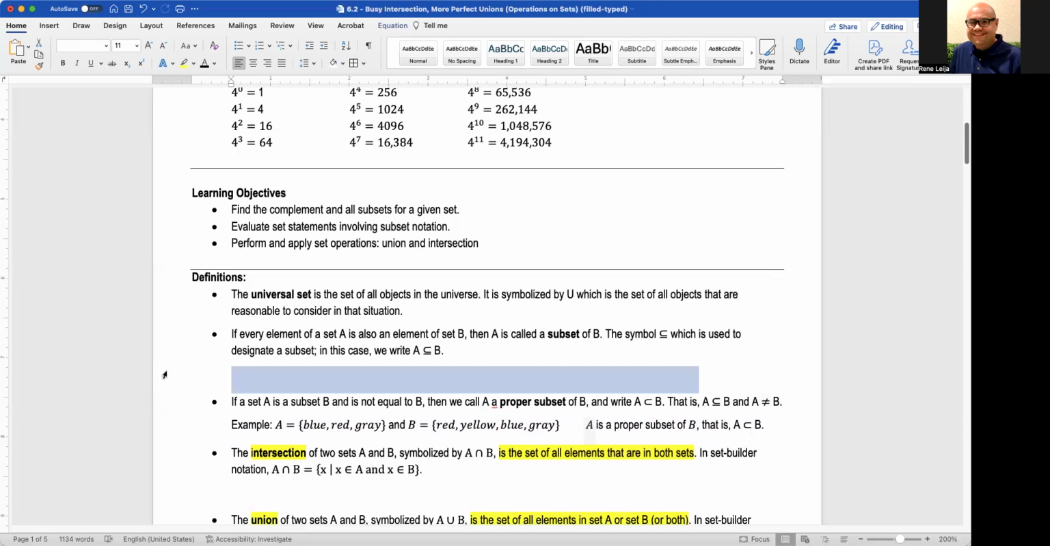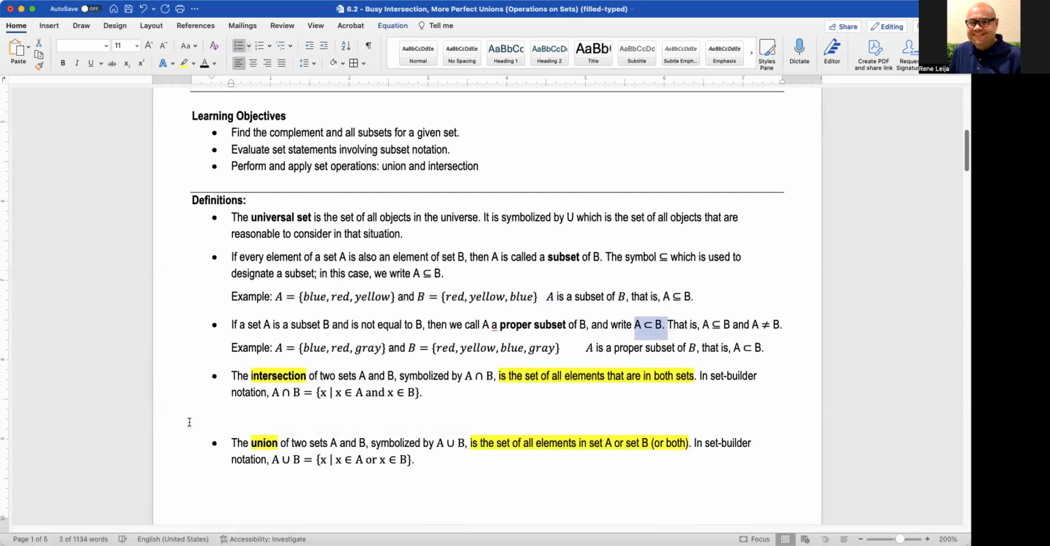Okay, and there was an example here that I did for this one and I forgot. So if we were looking at a subset, A would be the colors blue, red, and yellow. B would be the colors red, yellow, and blue. Now notice how they are equal. They have the exact same elements. Then A is a subset of B, and we can use this notation that A is a subset of B. In this case, we would use this notation to say that it's a proper subset, which means that A would not be equal to B. So be careful with that.